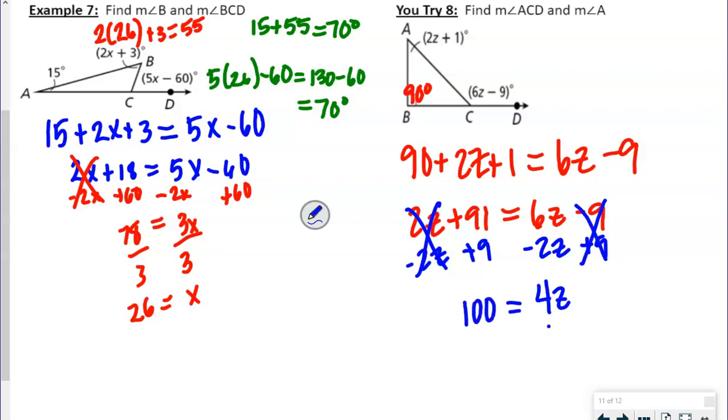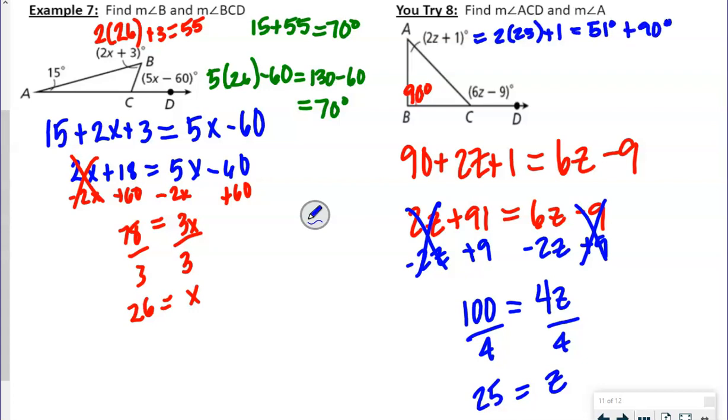How many times does 4 go into 100? That's 25, right? So z is equal to 25. Now, what must we do with that value? Yes, we should plug it back up in here. So this is going to be equal to 2 times 25, which is 50, plus 1. So that's 51 degrees, right? So 90 plus 51 is what we should get for the outside angle, right? So shouldn't that be 141? All right, let's see if we get that.